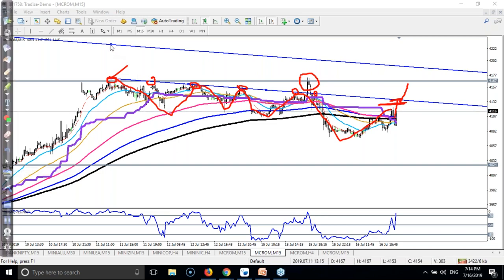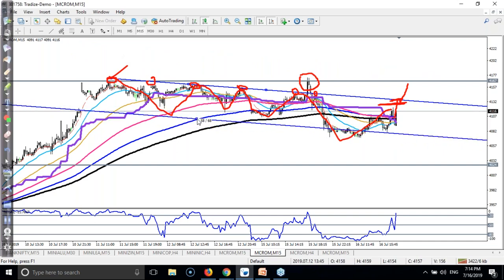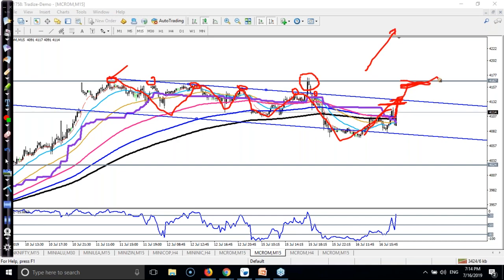Let me draw the channel. I can see this will be our trend channel. Have you seen, this is the effect of the breakout. So we have seen now price is running in this trend channel. So we are projecting the market will reach that area. If they break this area, don't think the rally will continue. But here is a resistance line, which is a strong resistance.